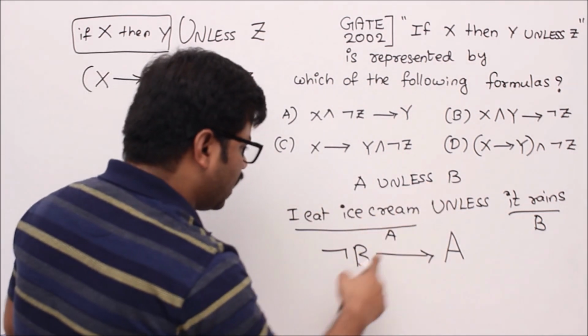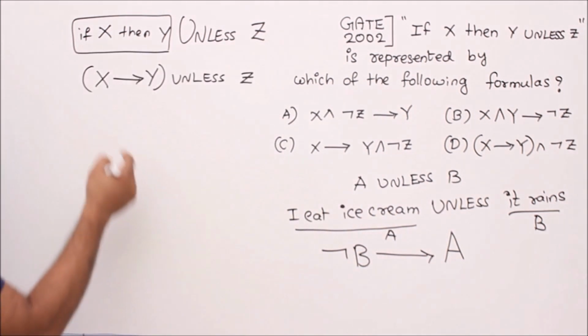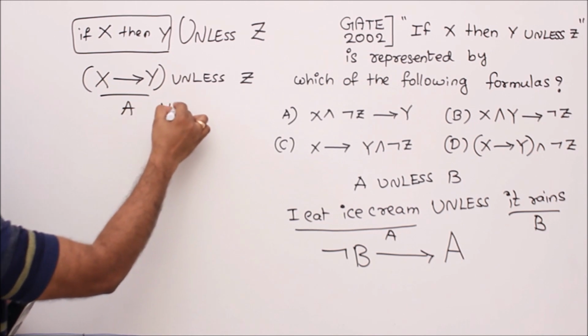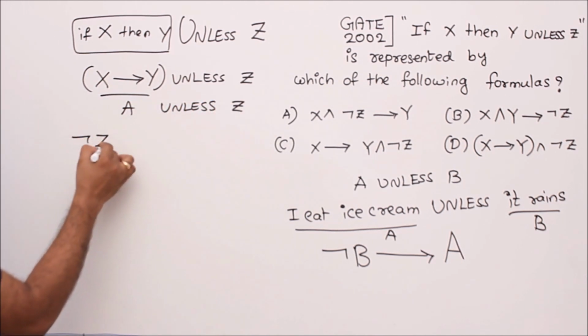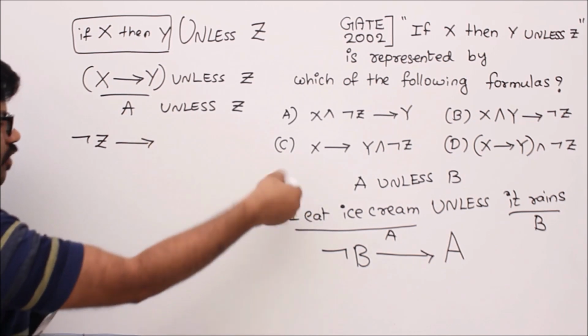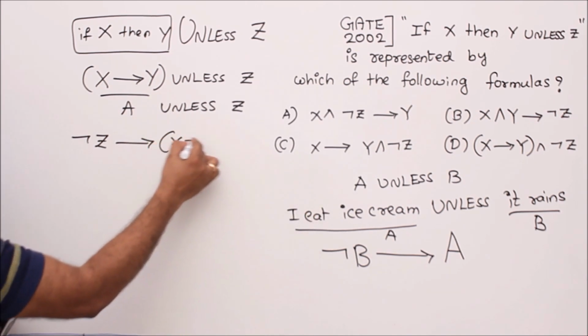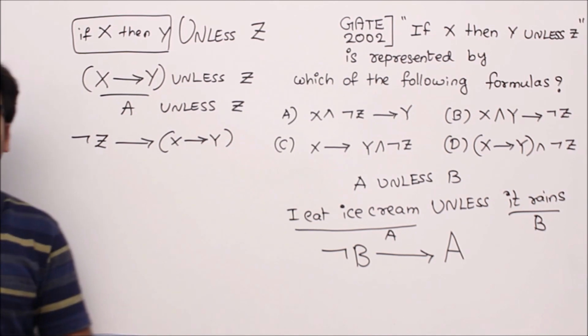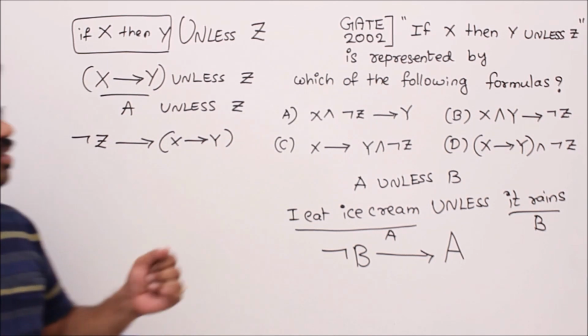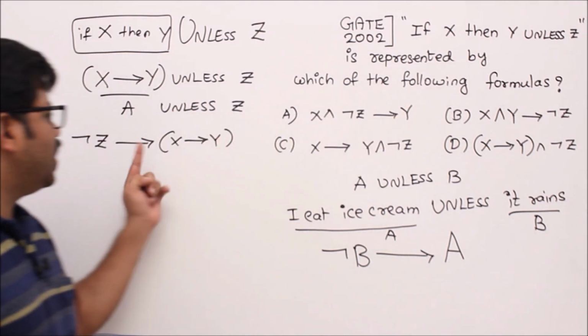A unless B is nothing but negation B implies A. Then here also we have A unless Z. A unless Z is nothing but negation Z implies the first component. The first component is X implies Y. So this will become negation Z implies (X implies Y). But if you see the options, no option matches with this one.